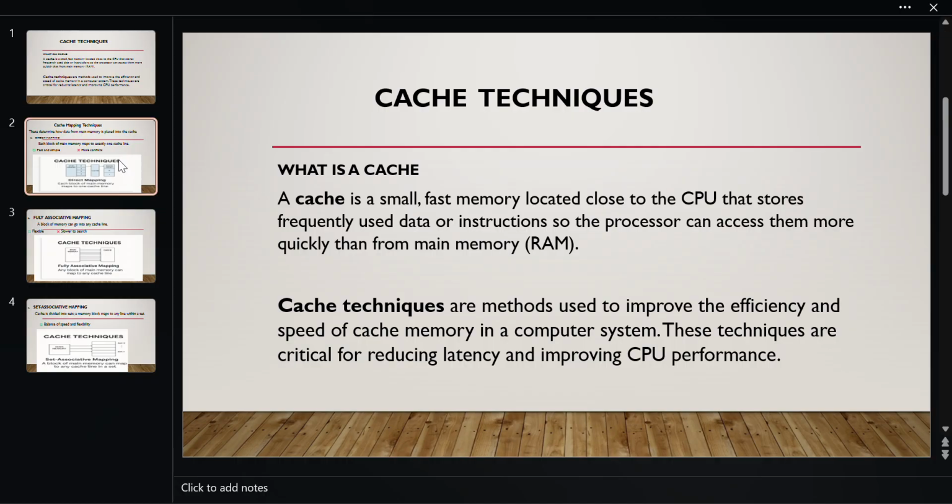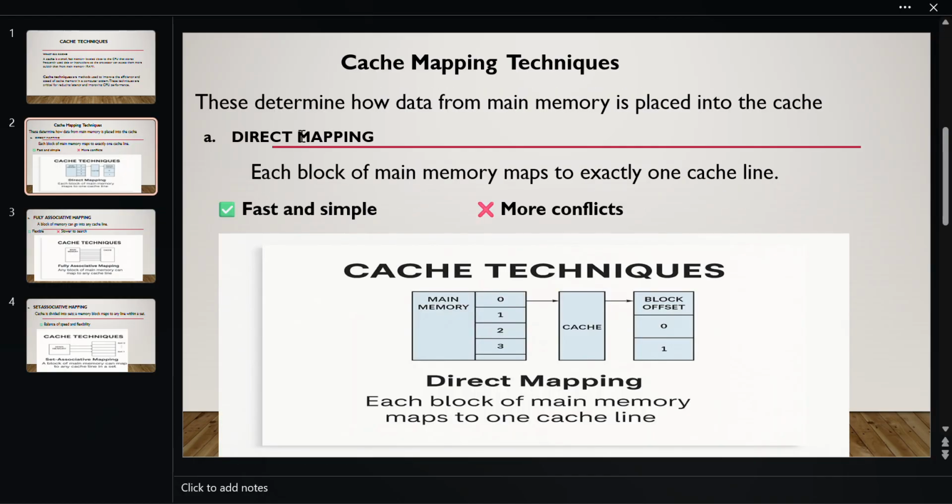First of all, we will be talking about the cache mapping techniques. This determines how the data from the main memory is placed in the cache. Among the cache mapping techniques, we have direct mapping. Direct mapping shows how each block of main memory maps to exactly one cache line.